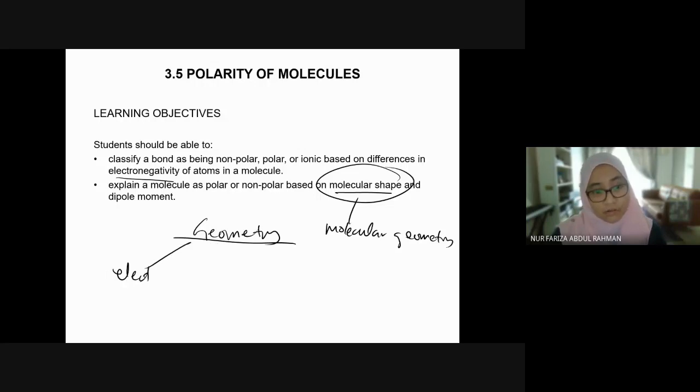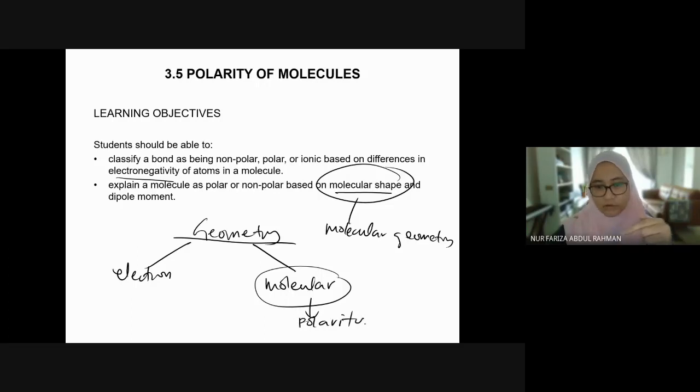One is electron geometry. The second one is molecular geometry. Each of these geometries has its own use, its own usage. So, electron geometry, molecular geometry. For molecular geometry, we will be based on molecular geometry in order to determine the polarity, guys, which is this topic.